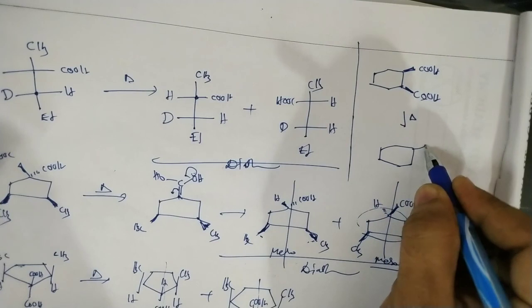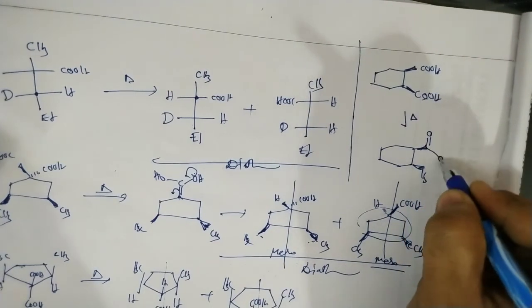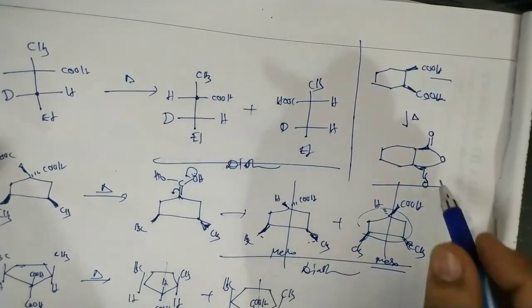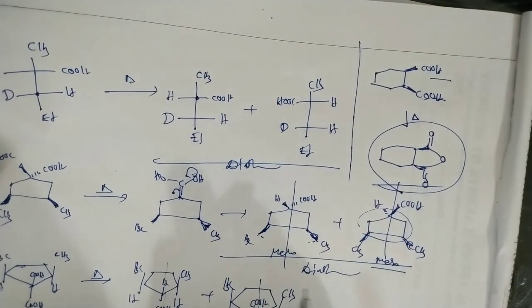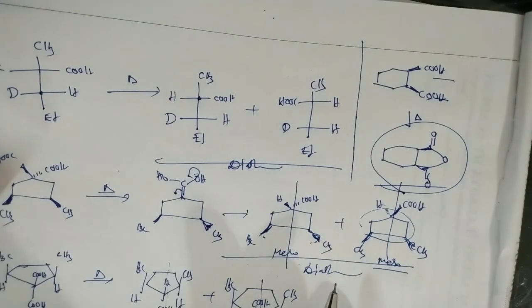So this dicarboxylic acid on heating undergoes dehydration, that means an anhydride is produced. With removal of the water molecule, we'll get the cyclic anhydride. Okay, so that is about the decarboxylation reactions.